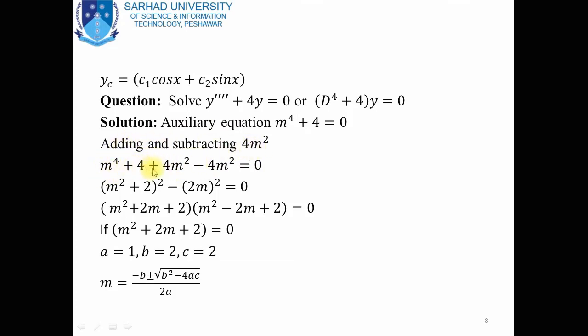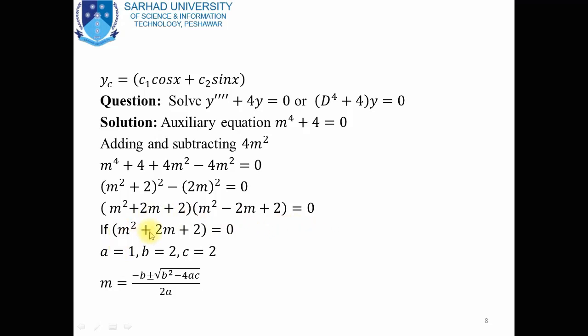m power 4 plus 4m square minus 4m square is equal to 0, and we obtain the a plus b whole square formula from these three terms: m power 4 plus 4 plus 4m square, which is m square plus 2 whole square, minus 2m whole square. And now this is the formula a square minus b square, which can be written as a plus b into a minus b. So m square plus 2m plus 2 into m square minus 2m plus 2 is equal to 0.